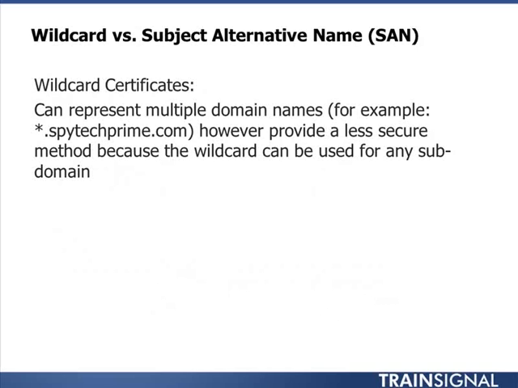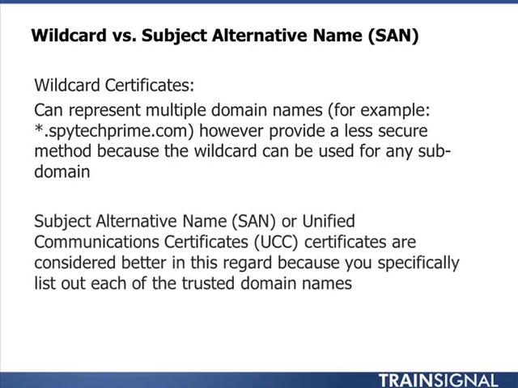Now you'll note when you go to work with the certification wizard in order to start working out the certificate request, we can choose to use a wildcard certificate, which can represent multiple domain names. For example, we can use *.spytechprime.com. However, this provides a less secure method because the wildcard can be used for any subdomain. So from a security perspective, a wildcard certificate is really not the best solution. It's the easiest because it's a very simple certificate to obtain, but it's really not the most secure method.